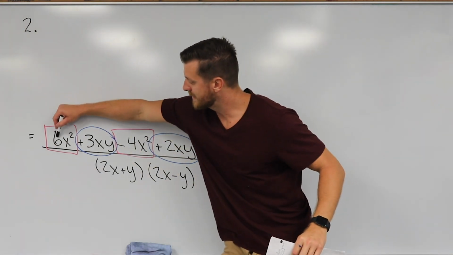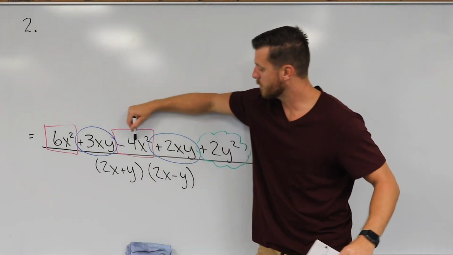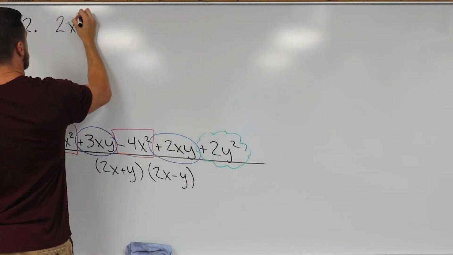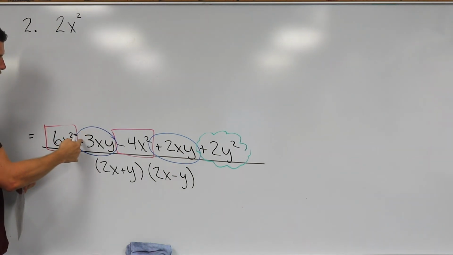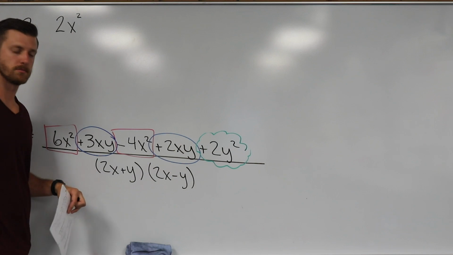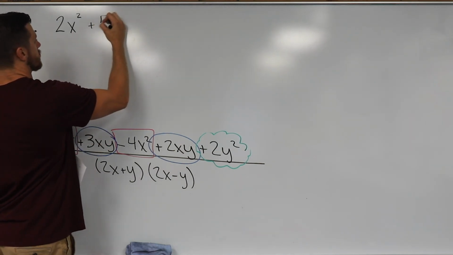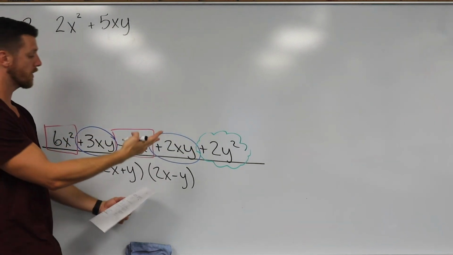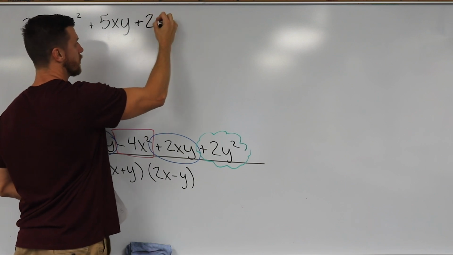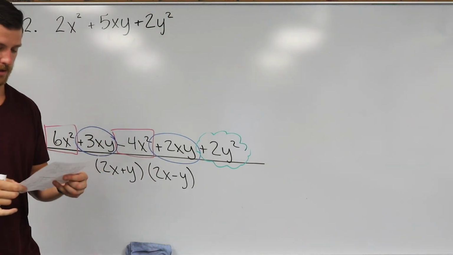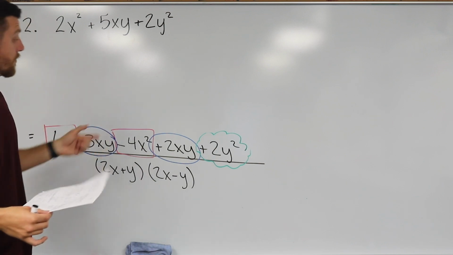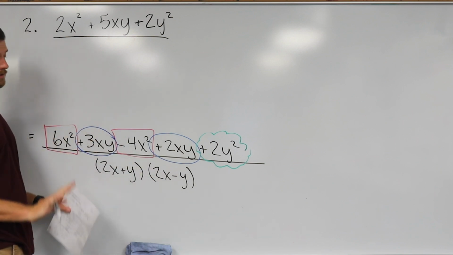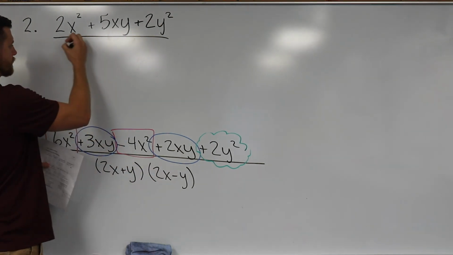What is 6x squared minus 4x squared? That's 2x squared. 3xy plus 2xy. It's 5xy. And then lastly, you have this guy all by himself. There's nothing to combine with. So you're just going to tack it onto the end, plus 2y squared. So now we've made it a little bit easier to look at. That's just the numerator though. Got to put the denominator there. This guy hasn't changed. And I said leave him as factors because we're hoping something's going to cancel.